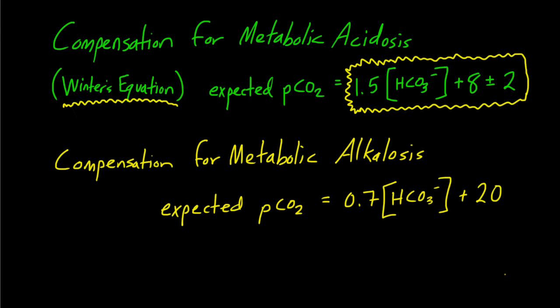For a metabolic alkalosis, we have a similar equation. I don't think it has a name attributed to any certain person, but this one, expected PCO2 is 0.7 times the serum bicarbonate plus 20. So for a metabolic alkalosis, PCO2 would rise because the bicarbonate has risen. For a metabolic acidosis, the PCO2 would fall because the bicarbonate has fallen. Remember, we're trying to keep those ratios the same in the Henderson-Hasselbalch equation.